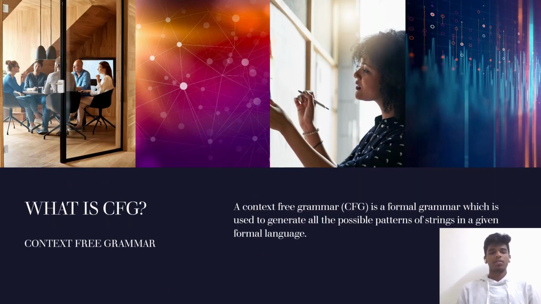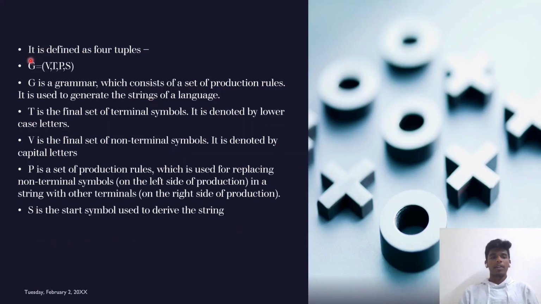So what is CFG first of all? It is known as context-free grammar. That is, a context-free grammar is a formal grammar which is used to generate all the possible patterns of a string in a given formal language. And it is defined as four tuples. There is G equals (V, T, P, S), where G refers to a grammar which consists of a set of production rules. It is used to generate strings of a language.